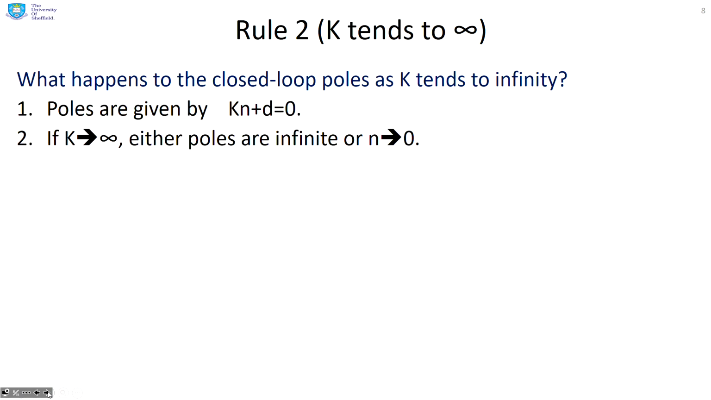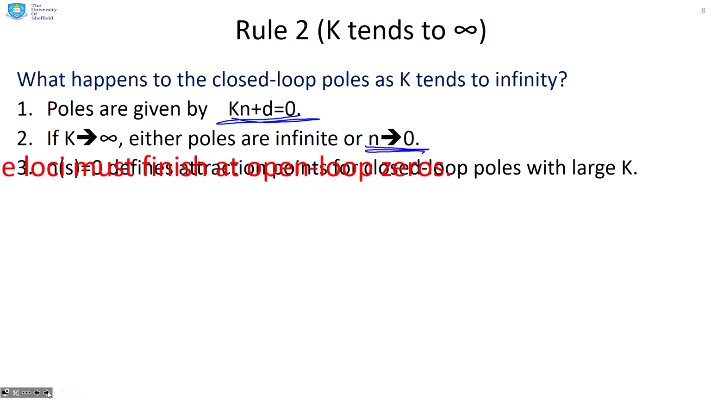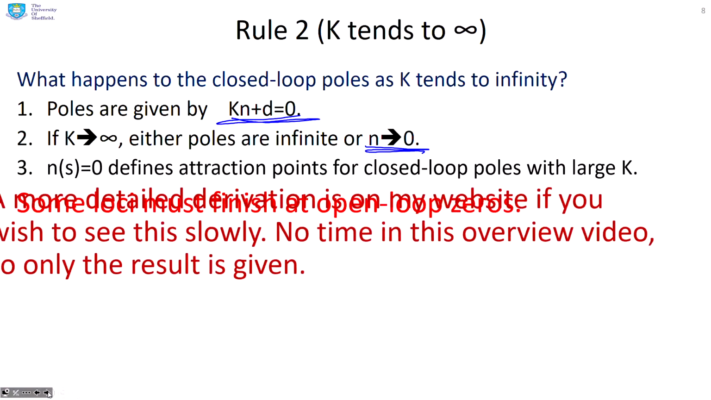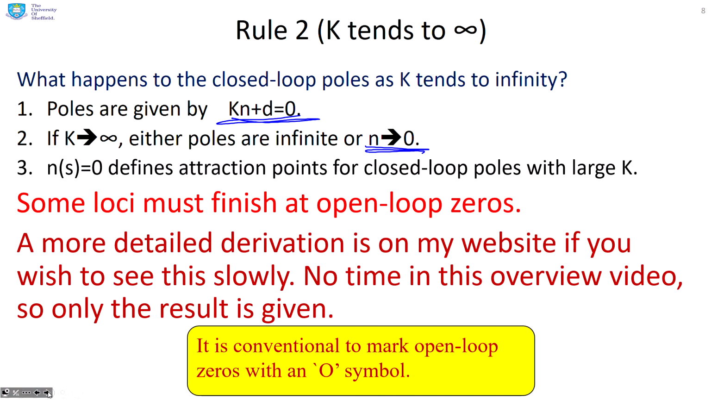What about rule 2? What happens as k tends to infinity? Well, again, you notice the poles are given by kn plus d equals 0. If k goes to infinity, then either the poles have to be infinite or n must be going to 0. So in other words, n equals 0 defines attraction points for the closed loop poles with large k. So some of the loci must finish at the open loop zeros. Now, I've done this very quickly. If you want a slower derivation and explanation, look at the slower resources on the website. And it's conventional to mark open loop zeros with a 0 symbol.